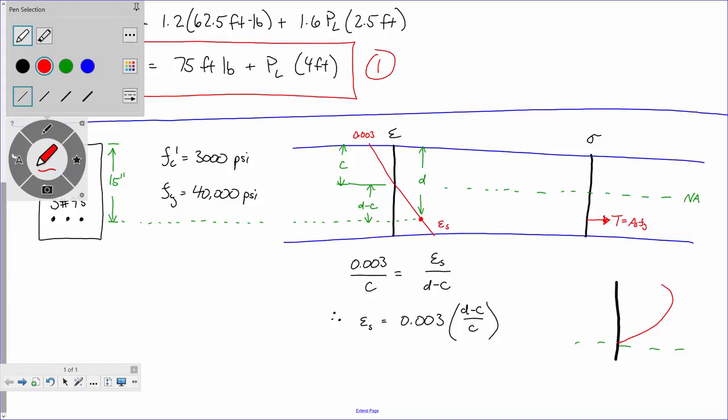But we're engineers, we don't like to integrate stuff if we can avoid it. So we represent this shaded area right here with an effective rectangular distribution. Remember that? So our stress block up here, a little bit above, is acting in compression.